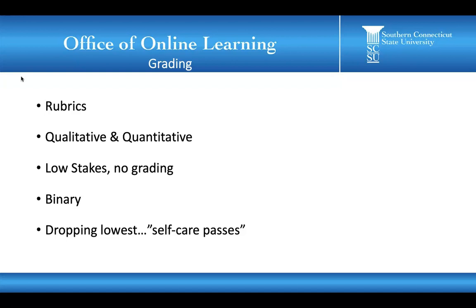Another option is binary grading, so students get credit just for participating. So they get a 1 for participating and posting, and they get a 0 for not posting. So it's very simplistic, really looking at, are you engaging in our learning community? Are you participating? Versus really analyzing that content of the post. And then another concept which I think is really great is giving students that self-care pass, right?